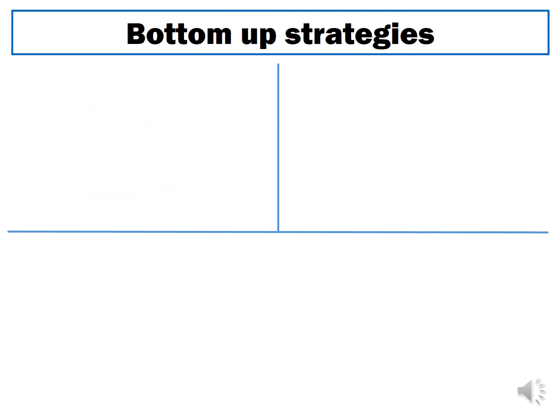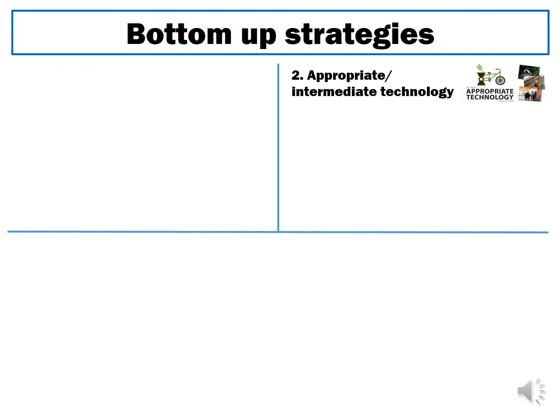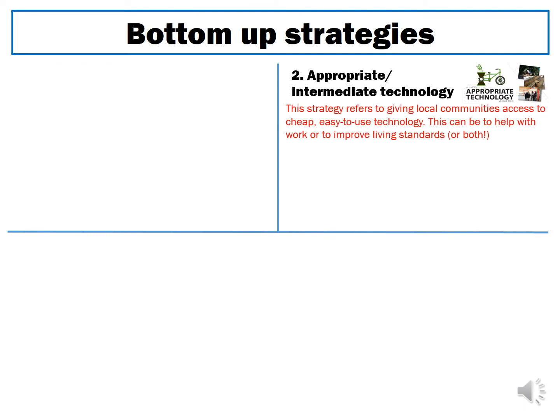The second strategy that we're going to look at is appropriate technology, sometimes called intermediate technology. This refers to giving local communities access to cheap, easy to use technology which can then help them with their work or to improve their living standards, or maybe even both at the same time.